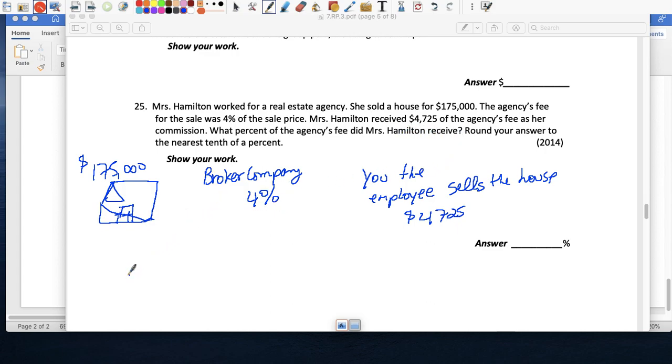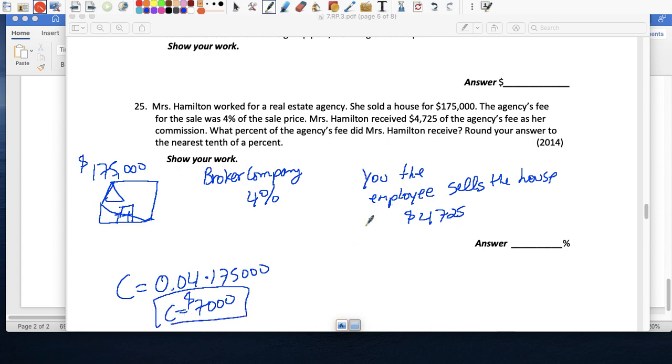So the commission, 4%. Let's say how much I paid in commission. 4% times 175,000, so it's 0.04 times 175,000. So I end up paying the company that you work for $7,000 in commission.